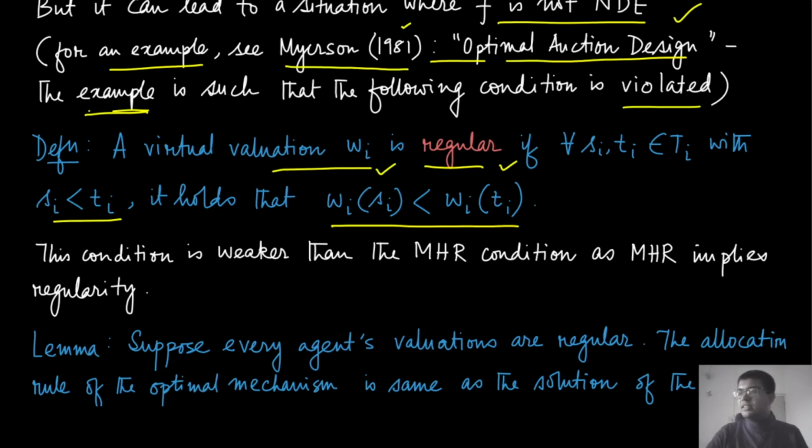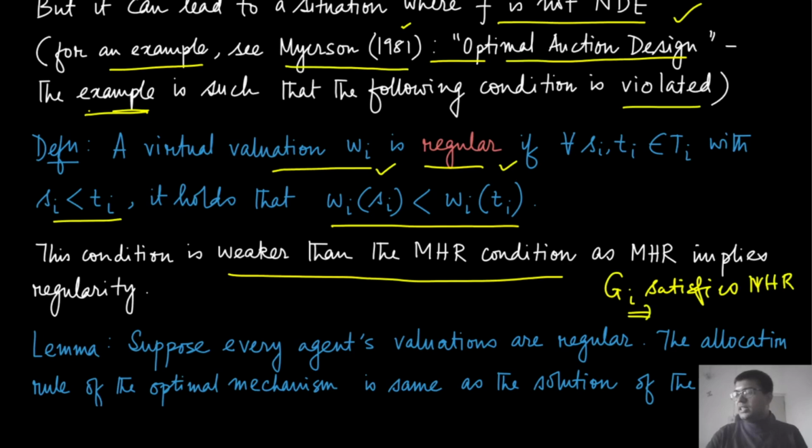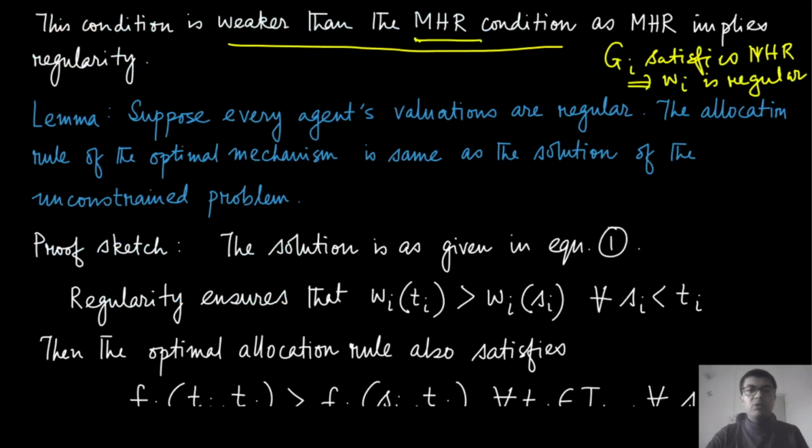One remark is that this condition is actually weaker than the MHR condition. It is very easy to show that if the function G_i satisfies MHR, then it implies that the corresponding w_i is regular. Since it implies the regularity condition, quite naturally this is less restrictive. The regularity condition is a weaker condition than the MHR condition. So now we are going to assume from now on that the agents' virtual valuations are all regular.